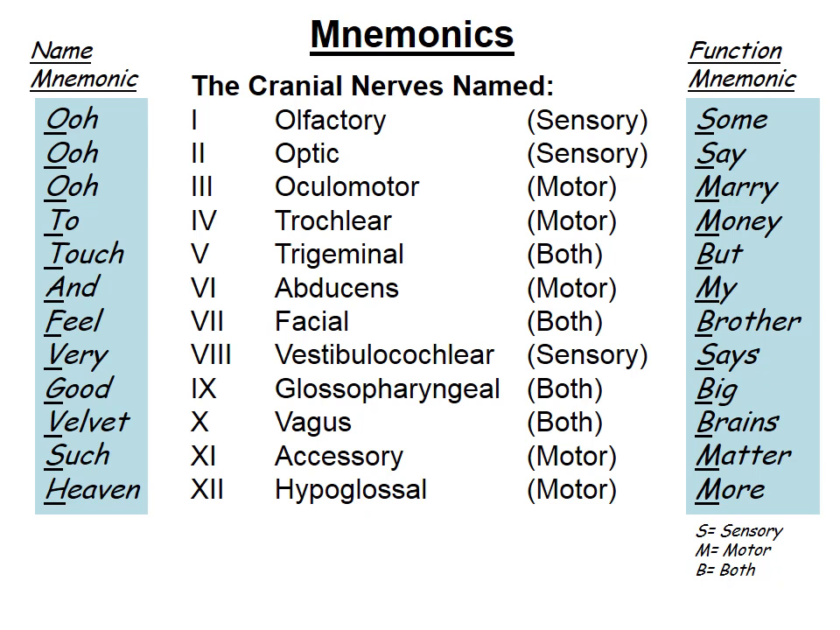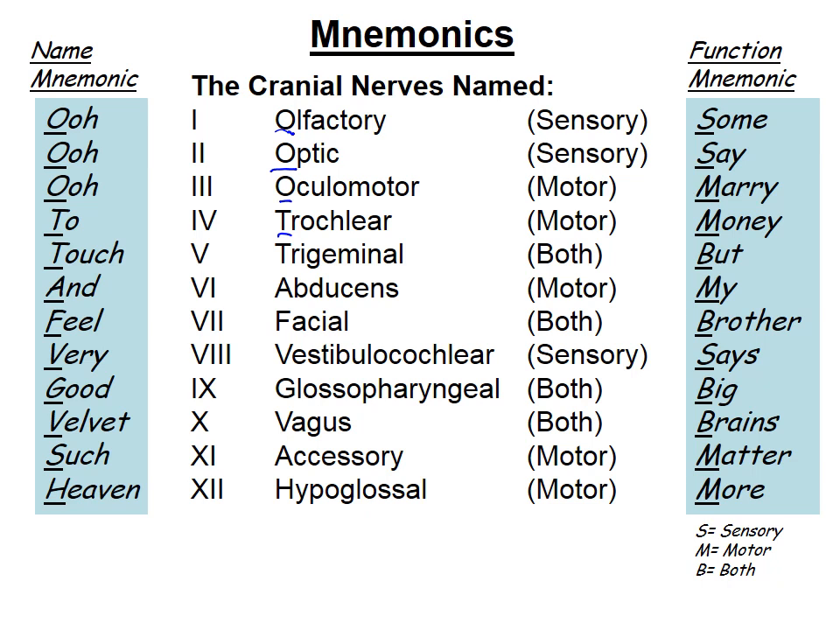So approaching the cranial nerves is sometimes very overwhelming, and you should definitely try to incorporate some sort of mnemonic. Here are a couple mnemonics to help you. There's plenty more that you could find online, but these are ones that I sort of grew up with. So on the left, we have a mnemonic. Ooh, ooh, ooh, to touch and feel very good velvet, such heaven. Now, the first letter of that mnemonic corresponds to the first letter of each cranial nerve.